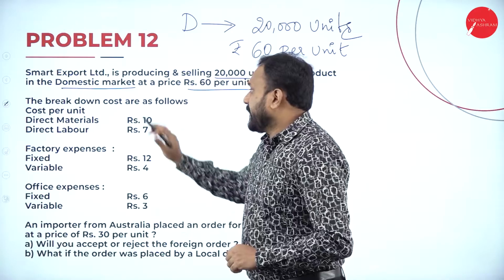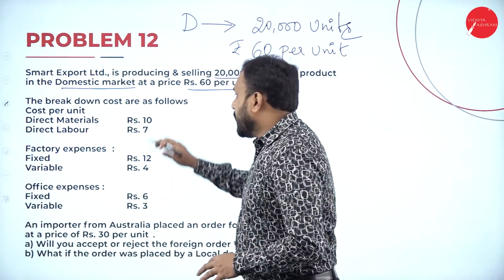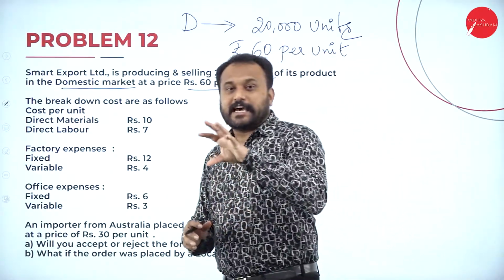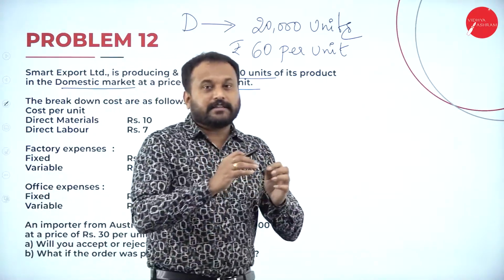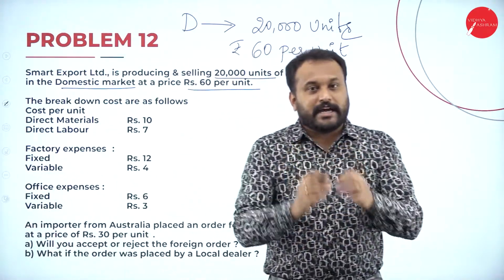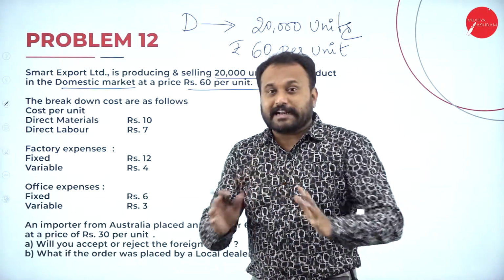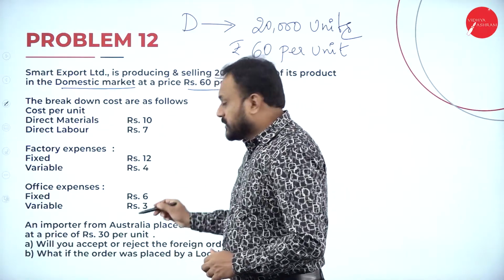The breakdown costs are as follows. So what exactly is the breakdown? Breakdown cost means they have given you each and every detail about where the fixed cost was, where the variable cost was. They have broken down the cost and it is all transparent. So here, everything is cost per unit.